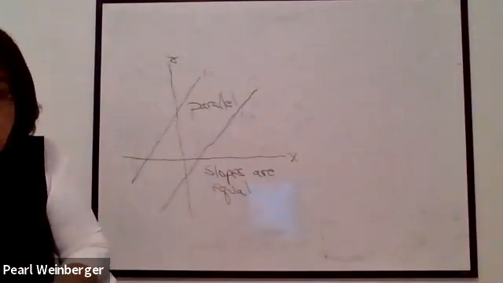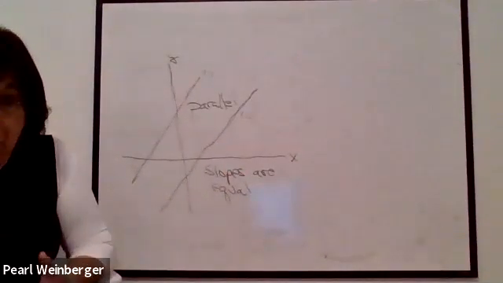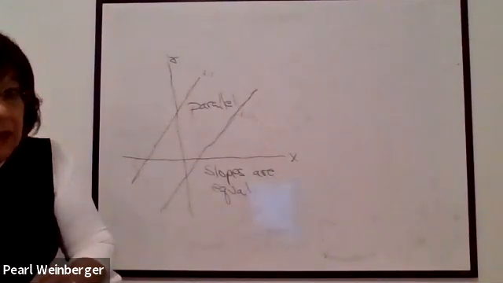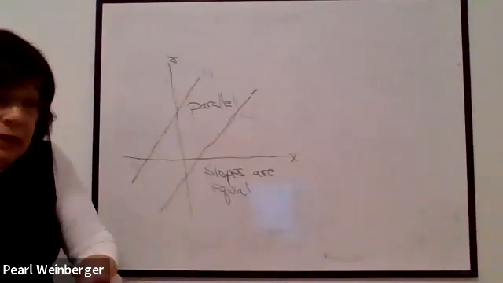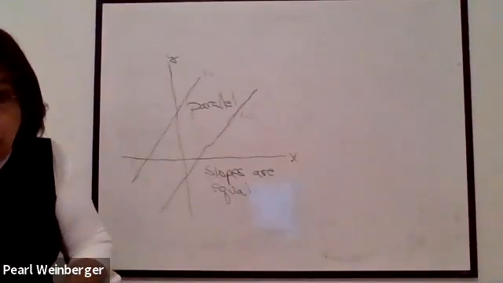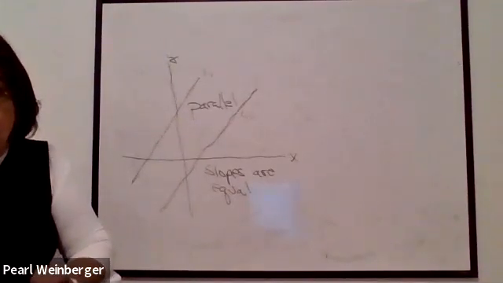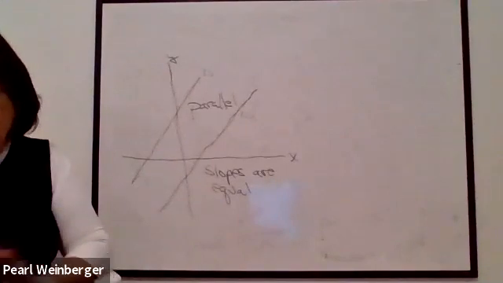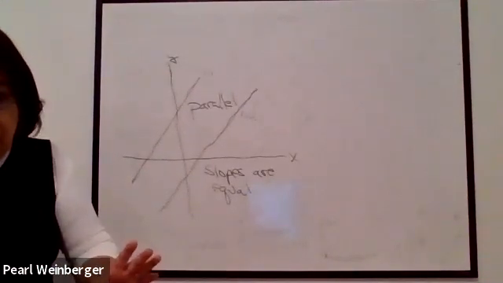If I wanted to test algebraically if 2 lines are parallel, what I have to do is figure out the slope of the 2 lines. If the 2 lines have the exact same slope, then they are parallel. But if they don't have the same slope, then they're not parallel. It's as simple as that.